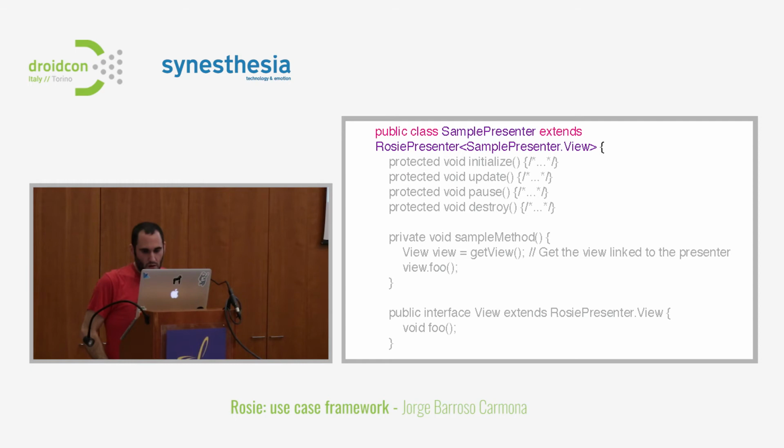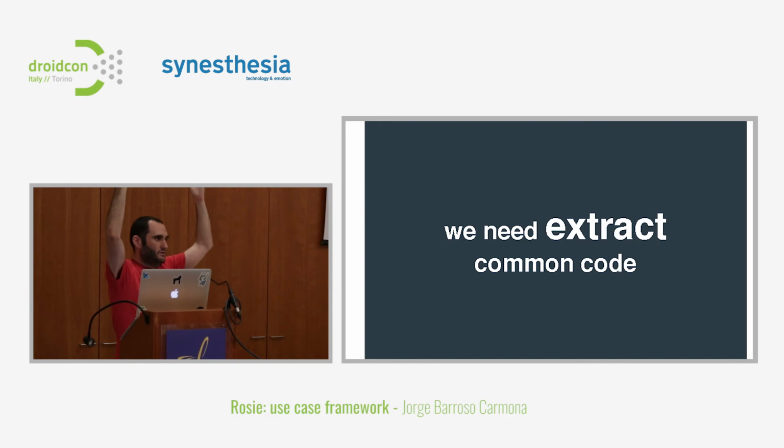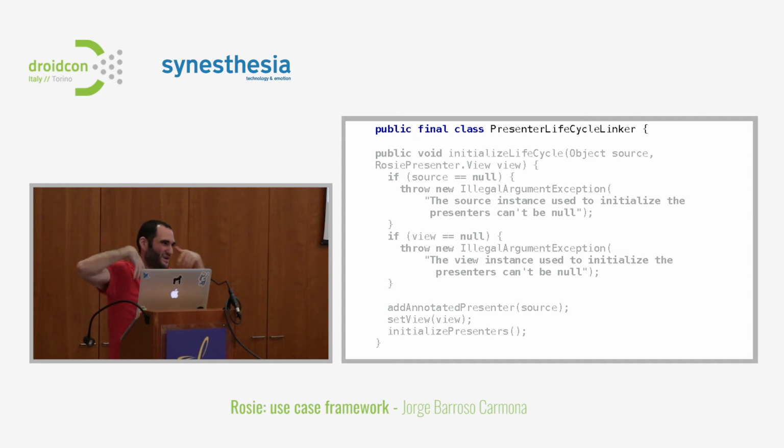The idea is we want to extract some code. A lot of code is repeating in all of this: close the views, destroy instances, don't leak memory, and we move this to the app. For this reason, we create the presenter lifecycle. We want to reduce all the code that creates and initializes things.